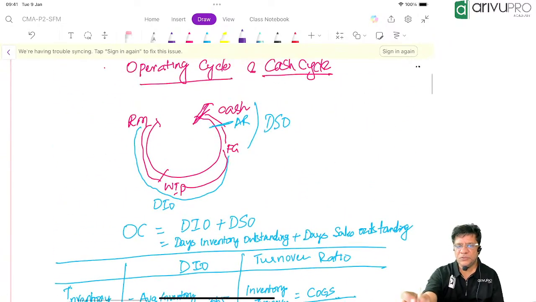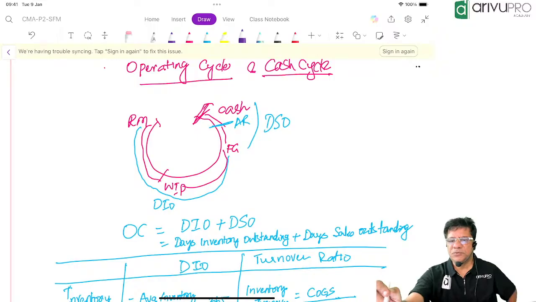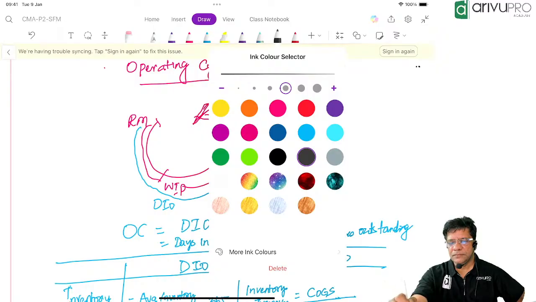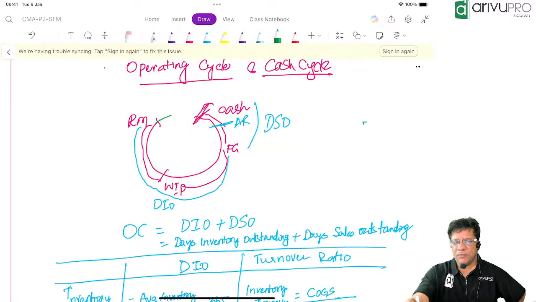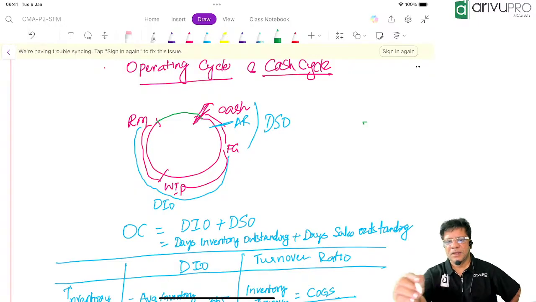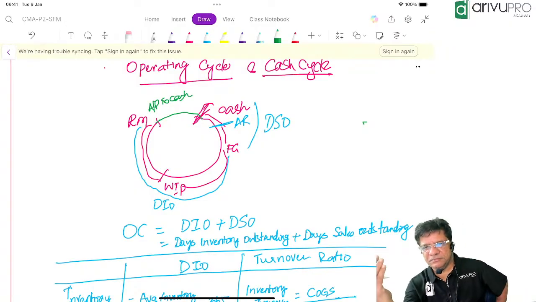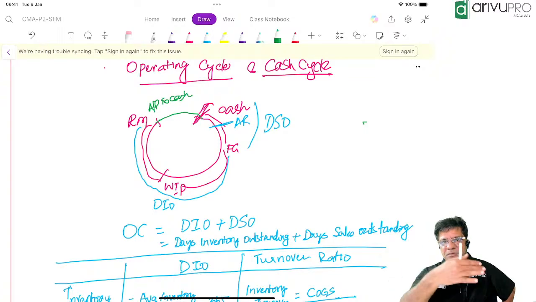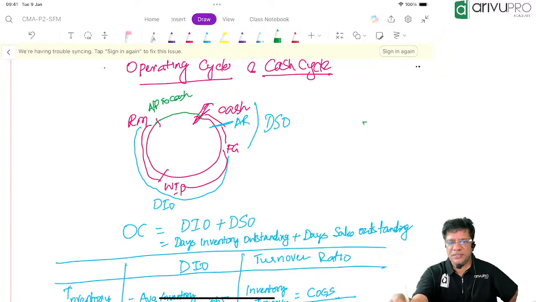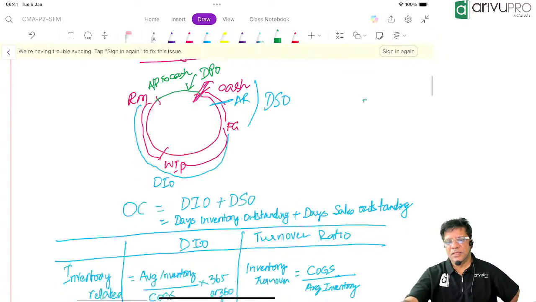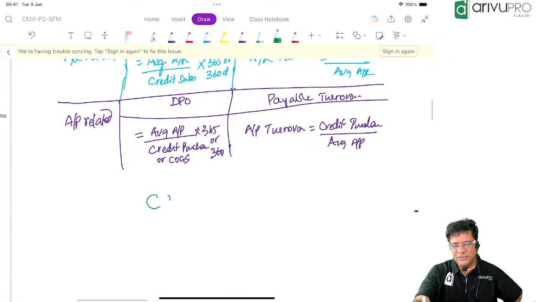Now, if we complete this portion, okay, now I am connecting this portion. This portion is finally AP paid cash, AP to cash. After collecting money from customers, we pay the suppliers. This green portion is called DPO.